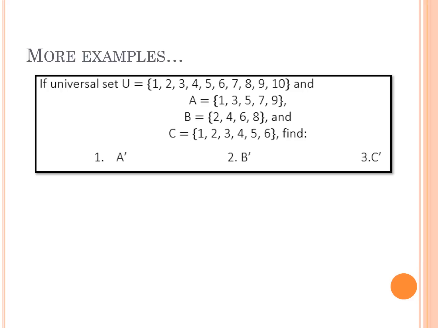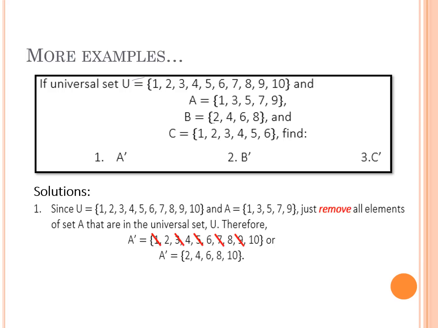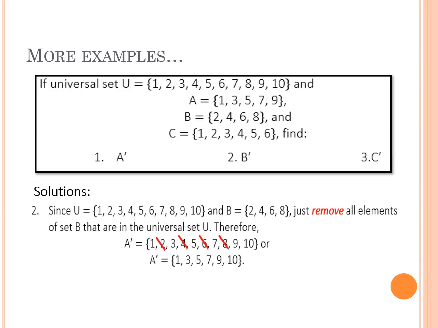Here are more examples. So we have here set U with elements 1 to 10, set A with elements 1, 3, 5, 7, 9, set B with elements 2, 4, 6, 8, set C with elements 1, 2, 3, 4, 5, and 6. So we are going to get the complement of all of these three. The first one, A prime, this is our solution. We are just going to remove 1, 3, 5, 7, and 9. And what is left is 2, 4, 6, 8, and 10. So that is A prime. Number 2, so we are again going to remove 2, 4, 6, 8. And what is left are the elements of B prime. We have 1, 3, 5, 7, 9, and 10.